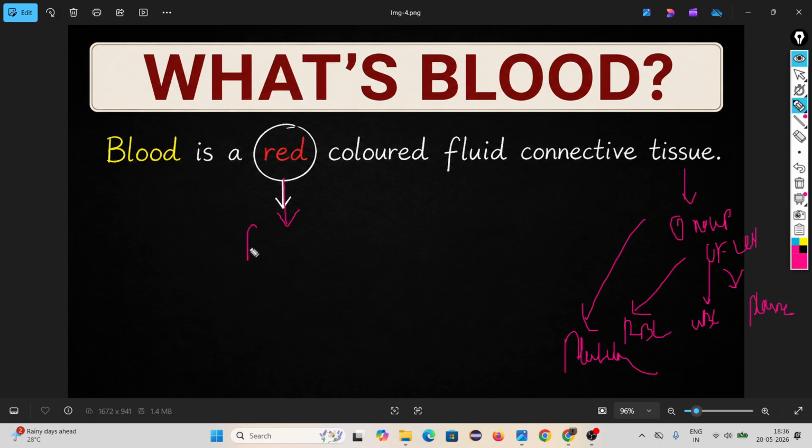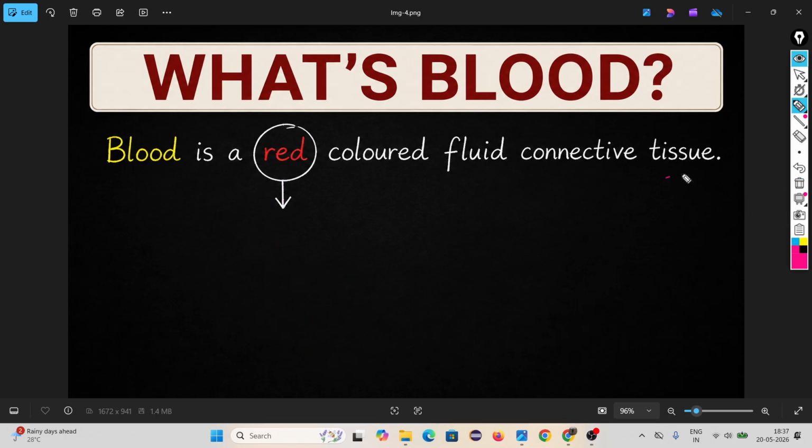Here one cell is RBC. It contains one pigment called hemoglobin. This hemoglobin contains iron, and due to this the color of blood is red. If someone asks why the color of blood is red, it is because of the pigment hemoglobin. Then tissue, you understand, is a group of cells. Then what do you mean by fluid connective? Fluid means liquid-like substance. Connective tissue means that which connects one part to another part in our body. This is blood.